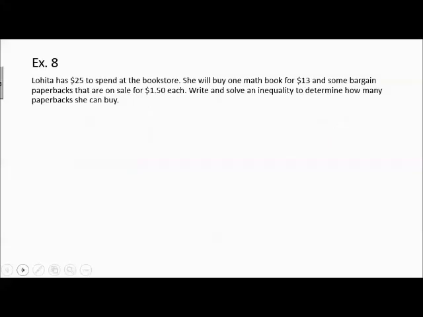Example 8. All right. Lohita has $25 to spend at the bookstore. She will buy one math book for $13 and some bargain paperbacks that are on sale for $1.50 each. So we need to write and solve an inequality to determine how many paperbacks she can buy. Well, what we don't know is how many paperbacks she can buy, so that's what our variable is going to be. We want to say x is equal to the number of paperbacks she buys.